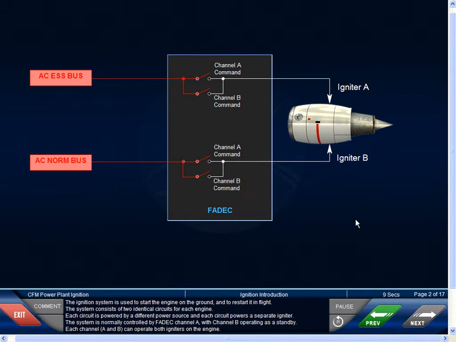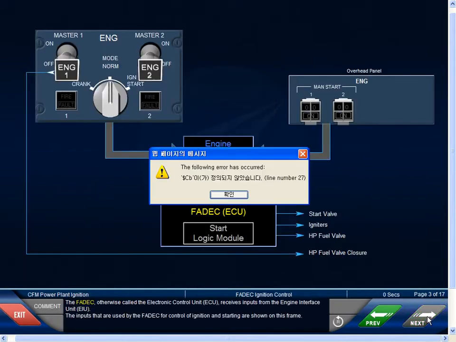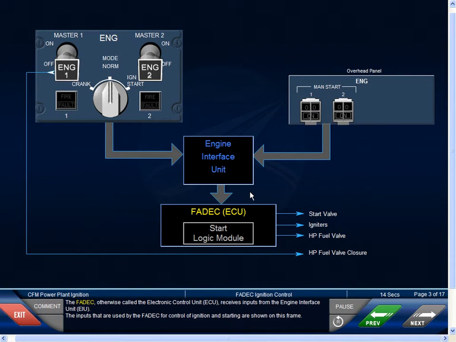The system is normally controlled by FADEC channel A, with channel B operating as a standby. Each channel, A and B, can operate both igniters on the engine. The FADEC, otherwise called the Electronic Control Unit or ECU, receives inputs from the Engine Interface Unit or EIU. The inputs that are used by the FADEC for control of ignition and starting are shown on this frame.